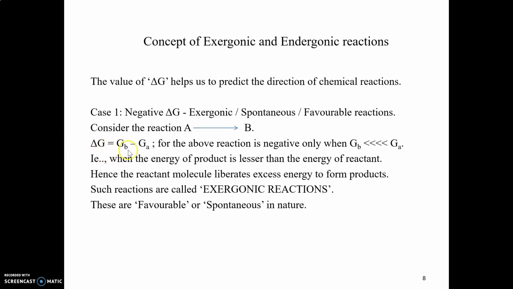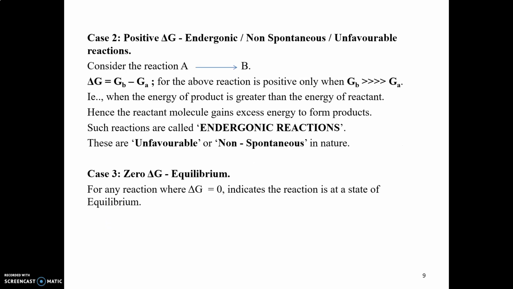Now, delta G is Gb minus Ga, as I already mentioned. For the above reaction, it is negative when Gb is less than Ga. That is, the free energy of the product is less than the free energy of the reactant. Then delta G becomes negative. So, such reactions are called exergonic reactions, and all exergonic reactions are favorable or spontaneous in nature. Second case, if delta G is positive, you call them endergonic reactions, non-spontaneous, unfavorable reactions.